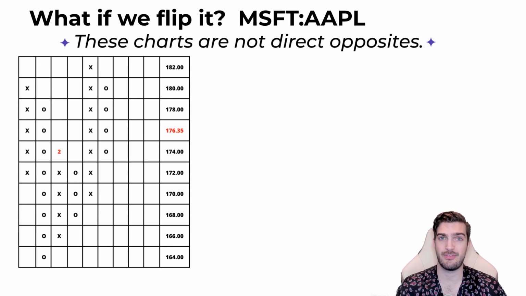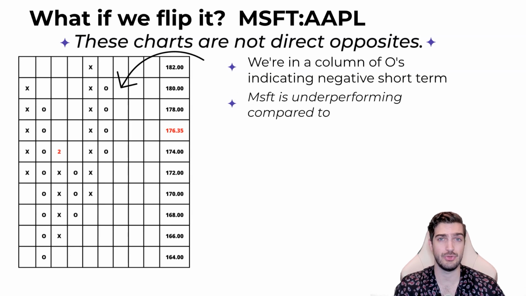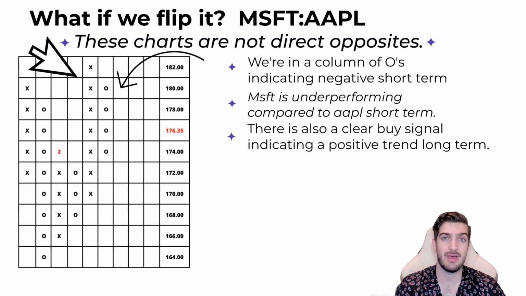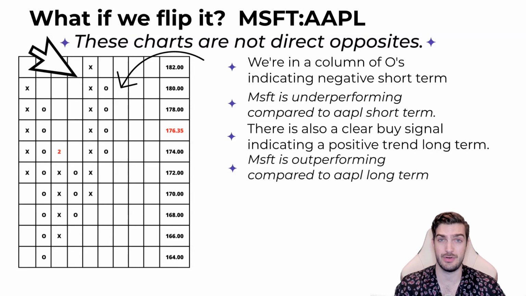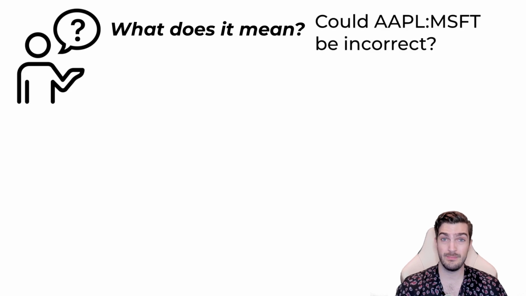On this Microsoft compared to Apple relative strength chart, we find that the chart is in a column of O's, indicating that Microsoft is doing worse than Apple short term. But we see a very clear point and figure buy signal, indicating that Microsoft does indeed hold strength over Apple in the long term. So, what does this mean? Does it mean that the Microsoft compared to Apple chart is correct and that the other chart is wrong?